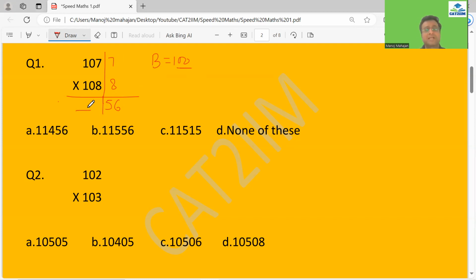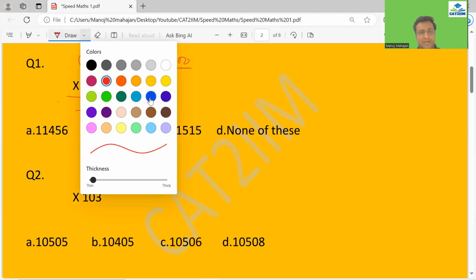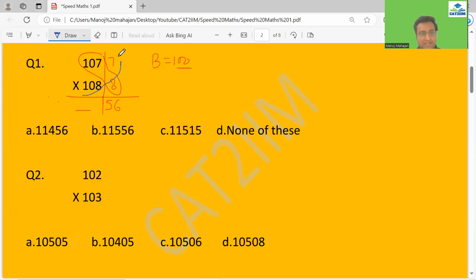Now for the left hand side, you have to pick up one of the multiplicands. You can pick up 107 or 108. Let me pick up 107 out here, and you have to add the surplus or deficit of the other multiplicand. So 107 plus 8 you can do, or you can also do 108 plus 7. You will get the same number, that is 115. So my right answer to the problem out here is nothing but 11556, which is your option number B.